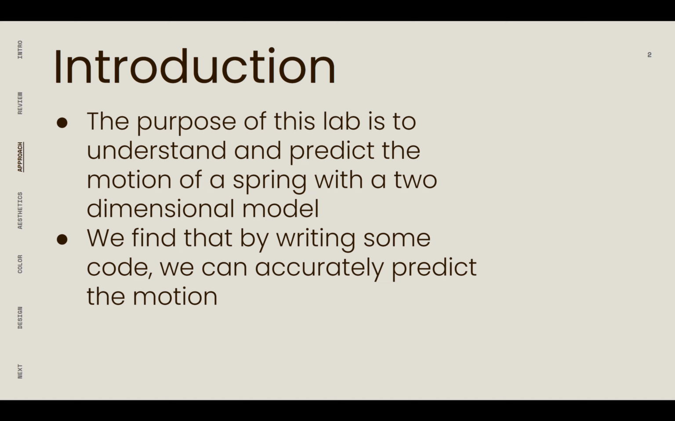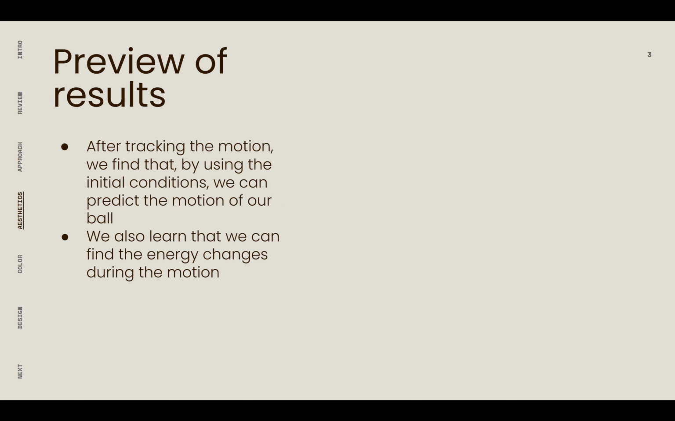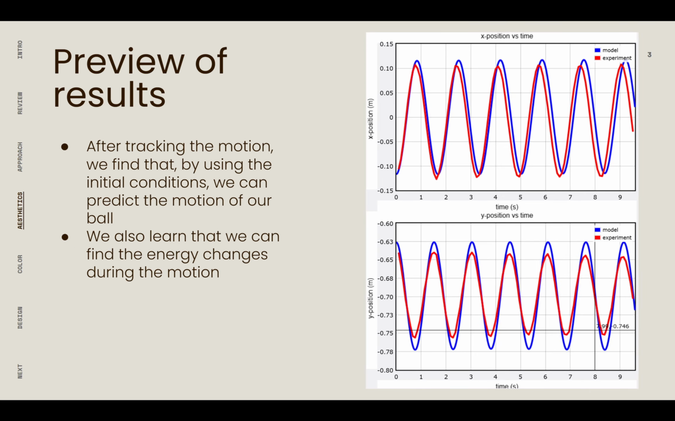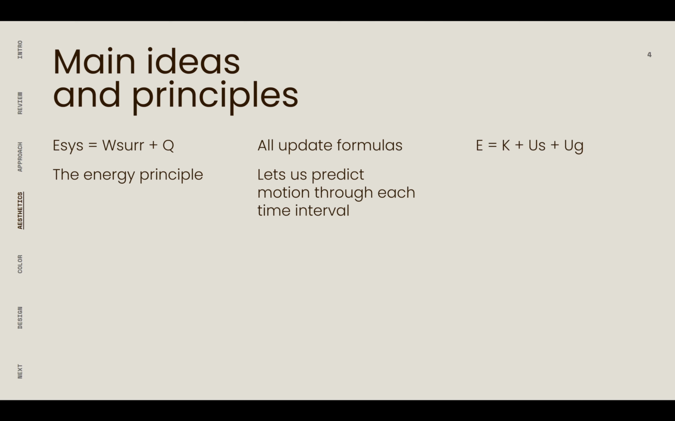We find that by writing some code, we can accurately predict the motion. After tracking the motion, we find that by using the initial conditions, we can predict the motion of our ball. We also learned that we can find the energy changes during the motion.